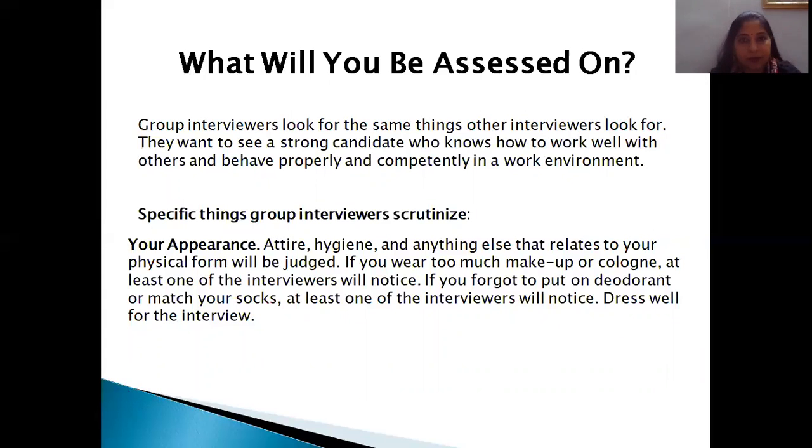The first is your appearance, your attire, your hygiene, anything else that relates to your physical form will be judged. If you wear too much makeup or cologne, at least one of the interviewers will take notice. If you forget to put on deodorant or match your socks, definitely one of the other interviewers is going to notice this as well. So dress well for the interview, take your time and give your best shot, and look perfect in formal attire. Look confident and presentable when it comes to your attire and appearance.